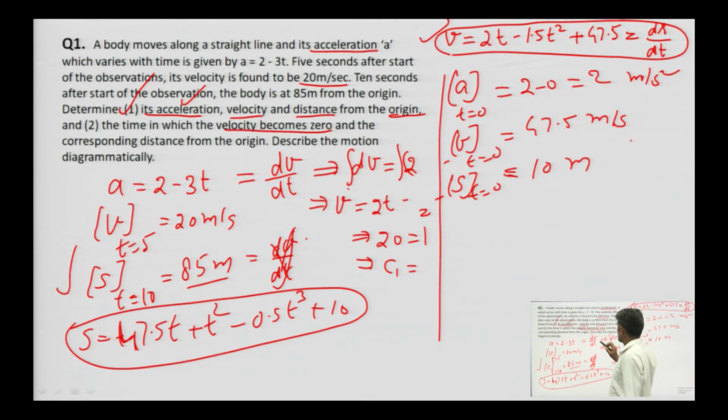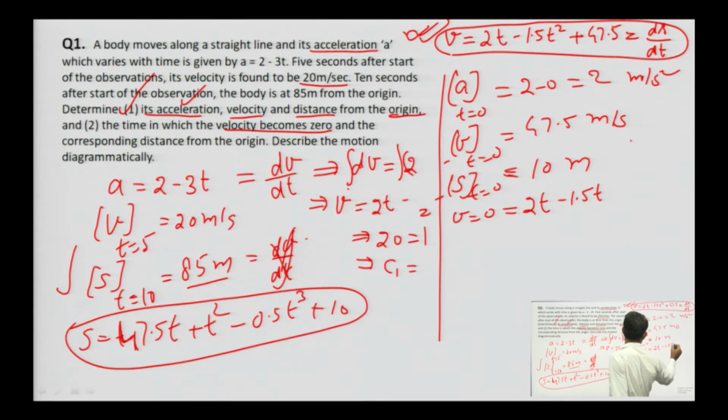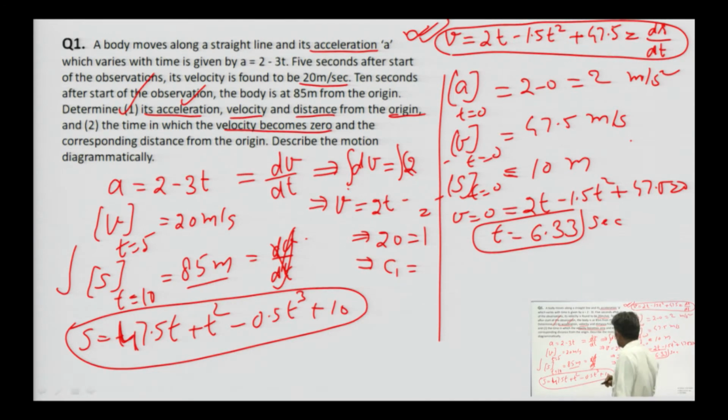Okay. So, what is the time? Equate the equation of velocity to 0. By equating v equal to 0, we can calculate the value of t. We have the quadratic equation 2t minus 1.5 t square plus 47.5 equal to 0. So, the value of t can be calculated, and t is 6.33. After calculation you will get the value of t.